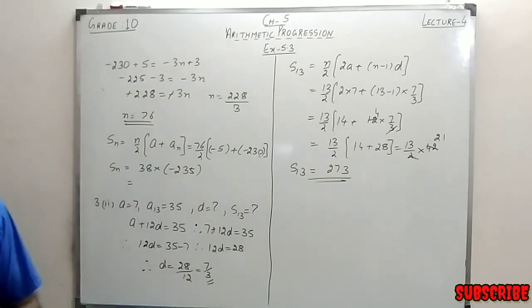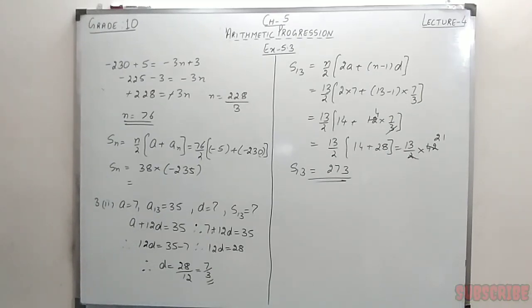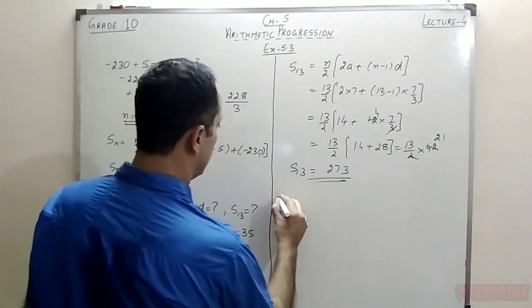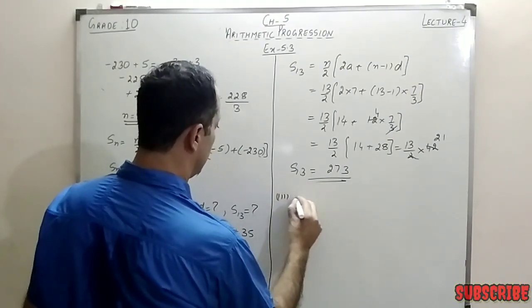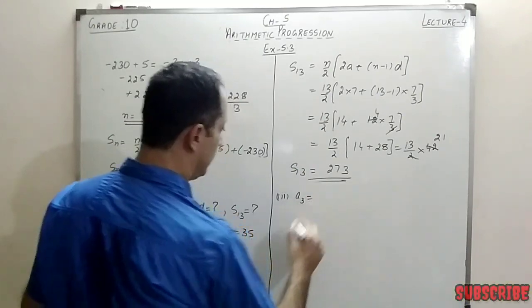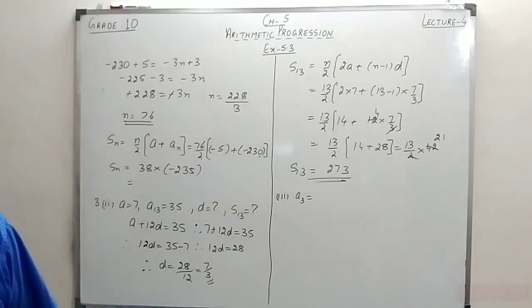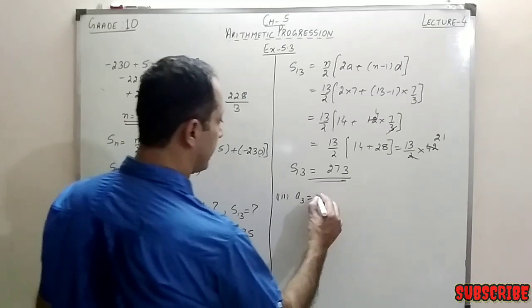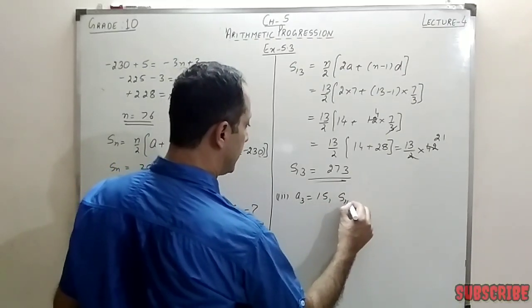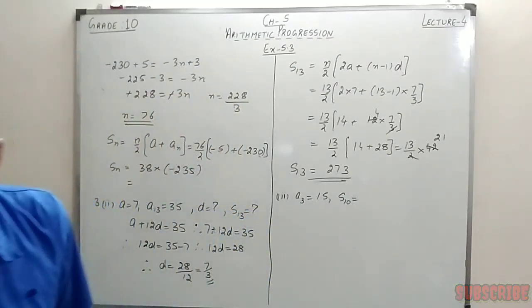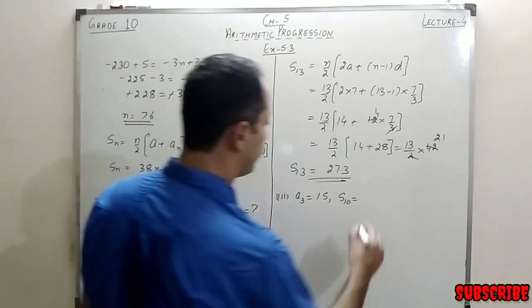So this is how we can do this question, right? Let's take one more part of this question. Let's take now the fourth part of this question, and in the fourth part it is given A3, that is the third term, is 15. Third term is 15. I hope it's correct. Yes, A3 is 15. S10 is given to me as 125.